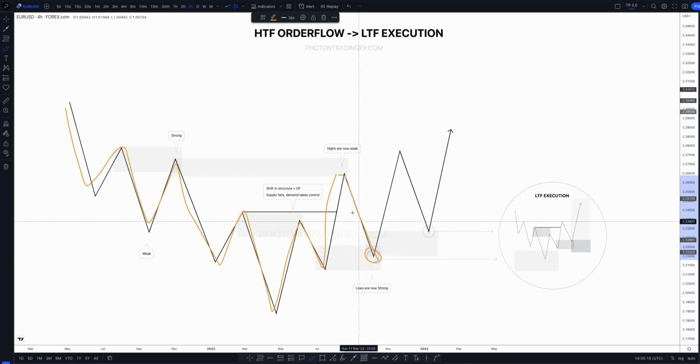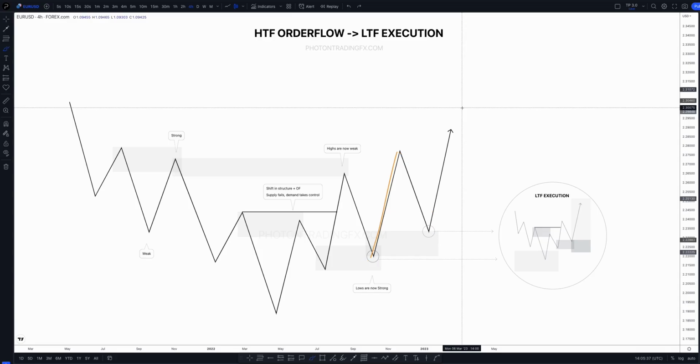We need to see it be respected, okay? So at that point, previous unmitigated supply zones, what do they become? They just become reaction points for pullbacks. We then expect demand to hold, and that's where we can look for longs to target the weak highs, right? The highs now become weak because they fail to break structure. And again, rinse and repeat. We look for price to come into demand. This is now a strong low, and we can look for longs from demand, right? That's just one time frame.